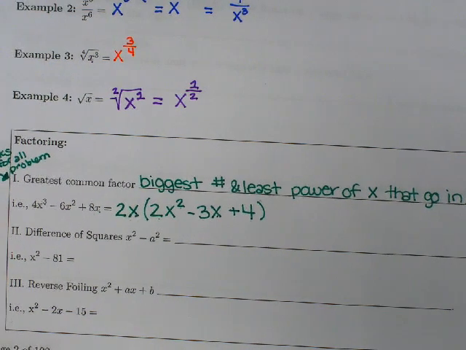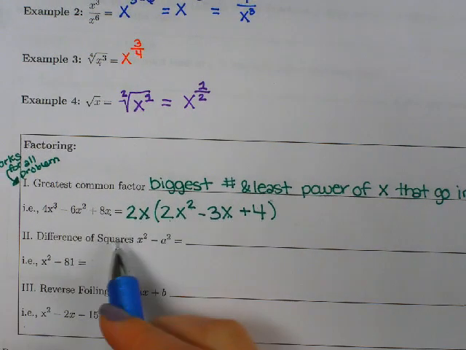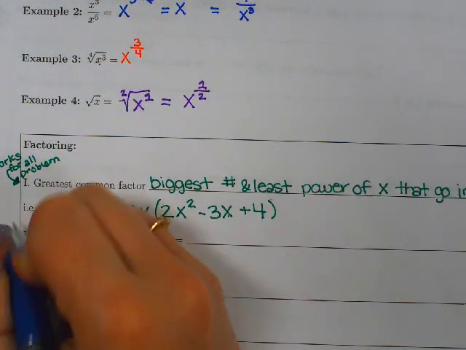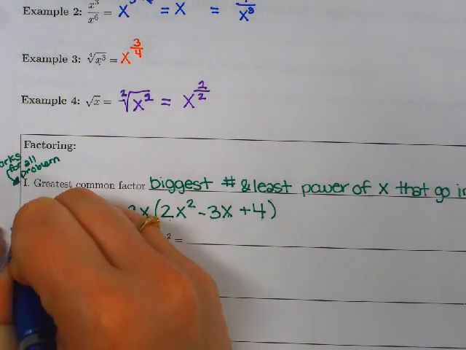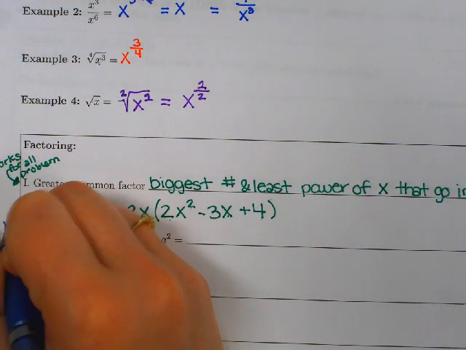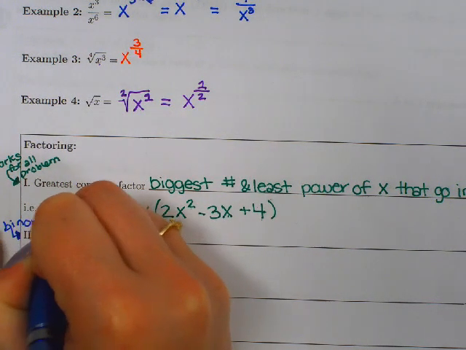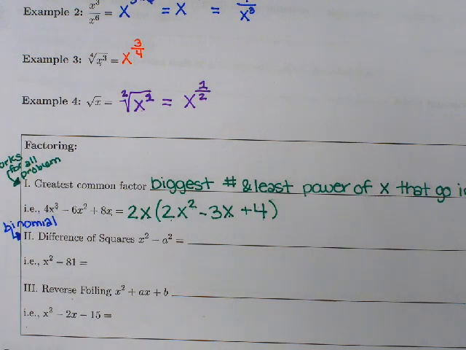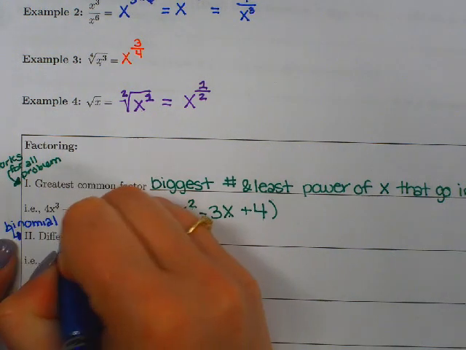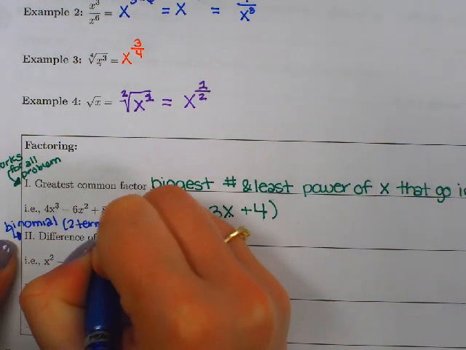The next type of factoring that we'll use in this class is called the difference of squares. So this we would only try if we have a binomial. Bi means 2, something with 2 terms. If it has 3 terms, I wouldn't even bother trying because it only works for something with 2 terms. Binomial, 2 terms.